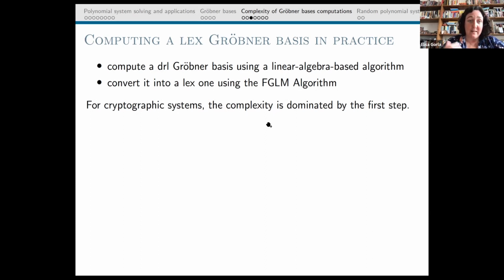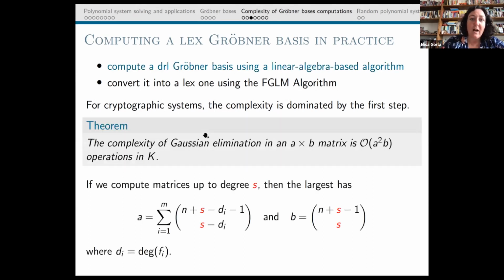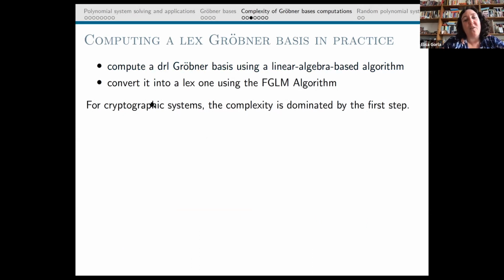And for systems that interest us, the complexity is dominated by the first step because you can go and estimate the complexity of this algorithm and see that if you have few solutions, then this step will be the one that is most expensive. And remember that for cryptographic systems, you expect to have only one solution. Okay. So the complexity is dominated by the first step.